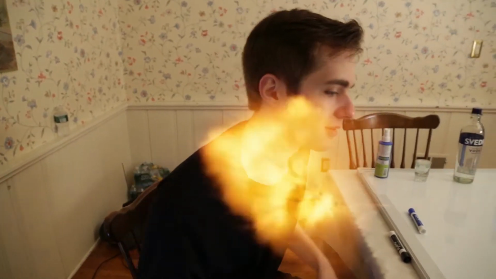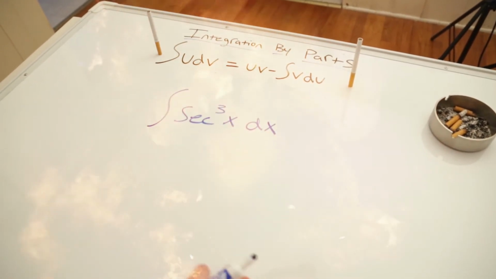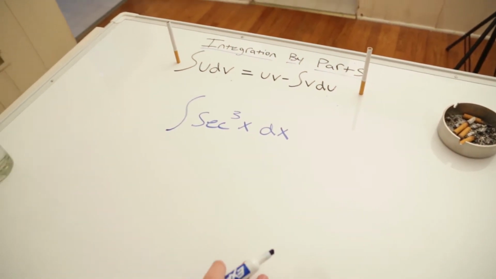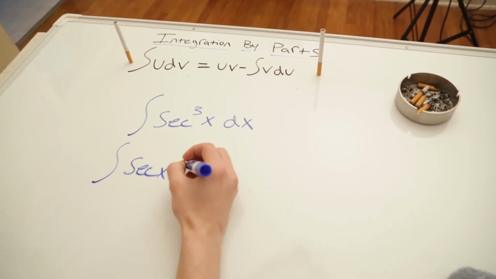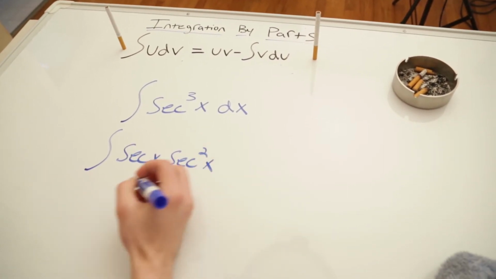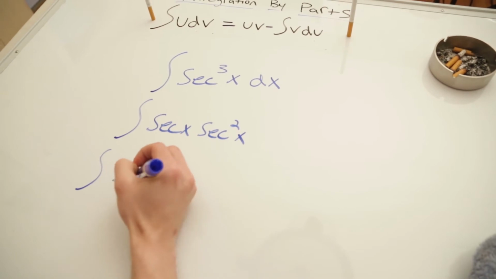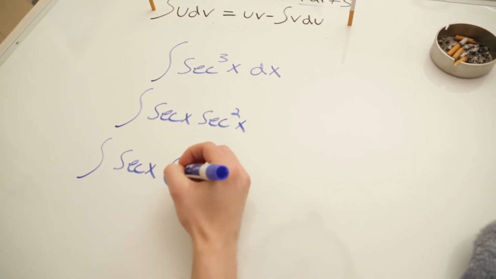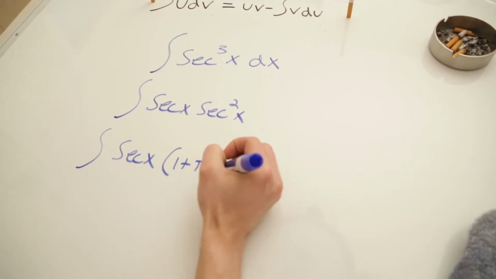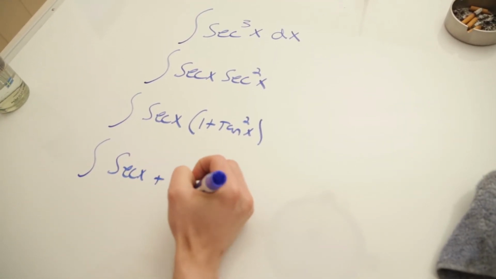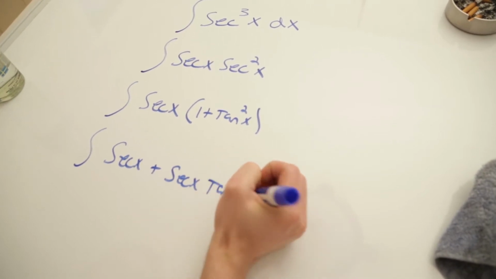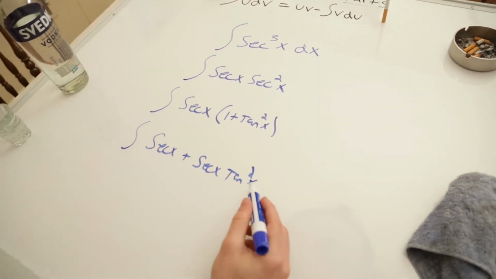All right, so let's do more math. A lot of intuition with calculus problems comes from practice. I know your first thought may have been to split this up into the integral of secant x times secant squared x, and then the integral of secant x times 1 plus tan squared x, and then multiply it out, which is going to take you a lot longer to do it that way.